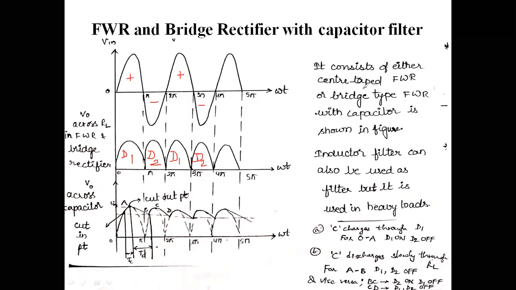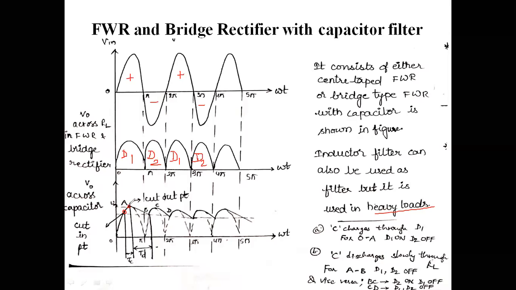It consists of a center tapped full wave rectifier or bridge rectifier, with a capacitor filter as shown in the figure. An inductor filter can also be used, but it is mainly used for heavy loads. The capacitor is going to be charged from this point to this point.